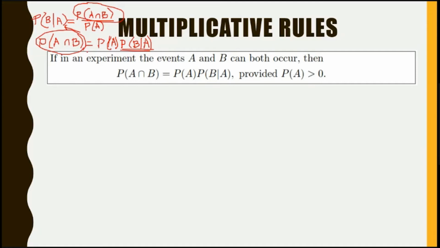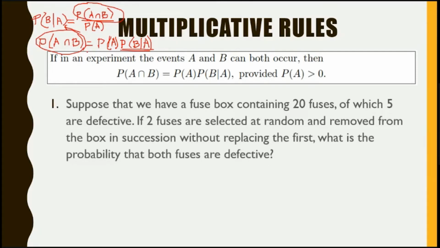Now let's have this example. Suppose that we have a box containing 20 fuses, of which 5 are defective. Take note that 5 are defective. If 2 fuses are selected at random and removed from the box in succession without replacing the first, what is the probability that both fuses are defective? So take note here that we have a conditional probability, because in the second selection, the number of fuses will be deducted by 1.